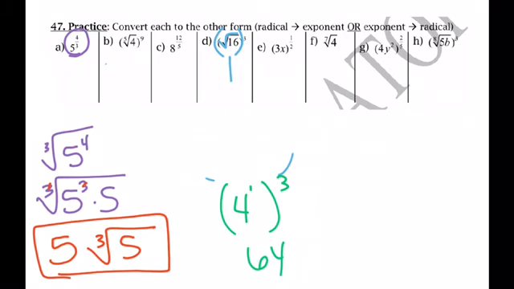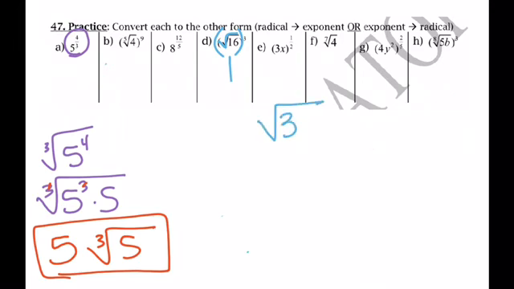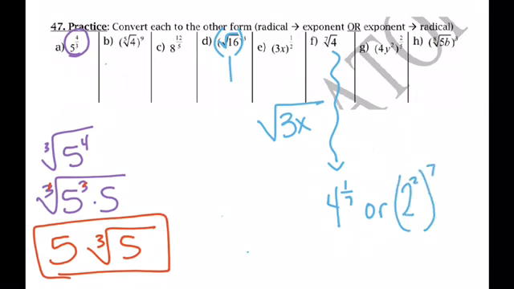Okay, part E, 3x in parentheses to the 1/2 power. That means the square root of 3x. And there's nothing else you can do with that. F, the seventh root of 4. So I need to write that with a fractional exponent. So it's going to be 4 to the first power, seventh root. Or you could write 2 to the second power, seventh root, which is 2 to the 2/7 power. Both of those would actually be correct.